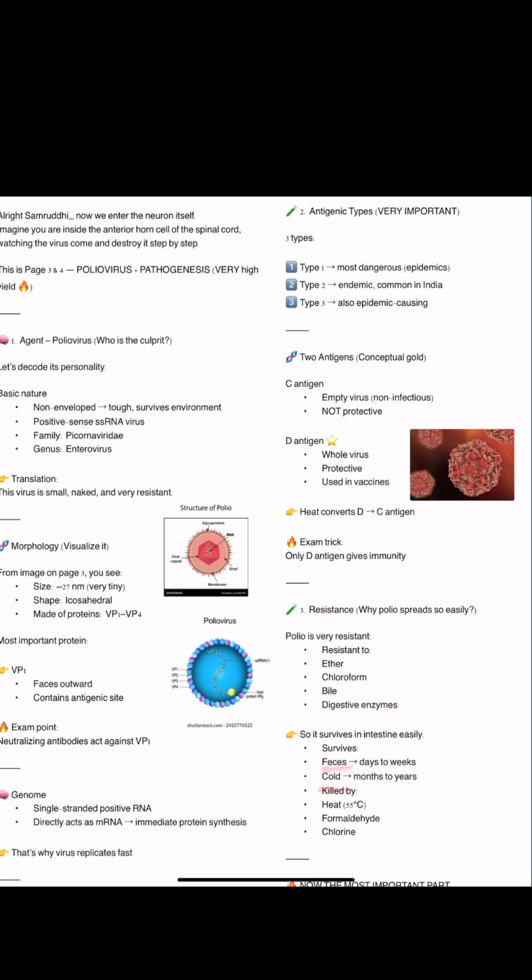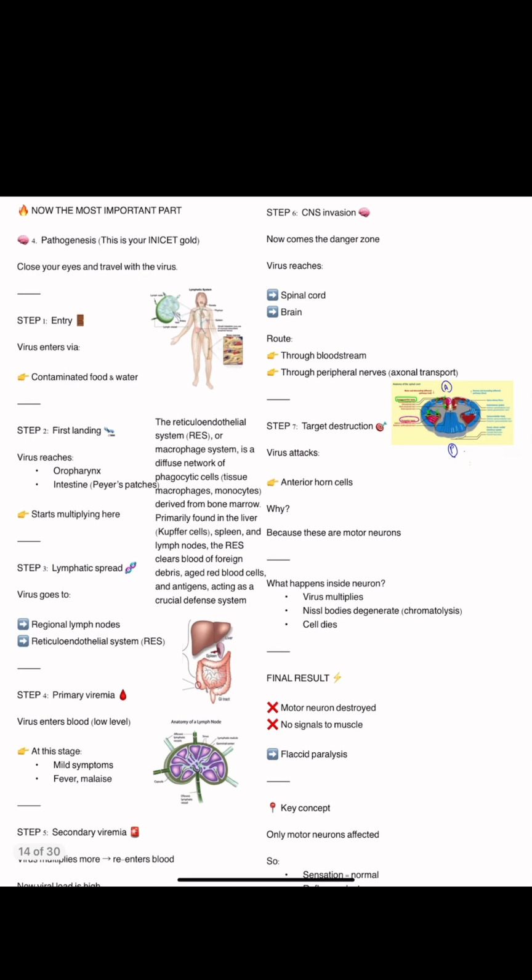It survives feces and cold, and is killed by heat at 55 degrees Celsius, formaldehyde and chlorine. Most important is the pathogenesis: entry via contaminated food and water. First landing, it reaches the oropharynx, then the intestinal Peyer's patches. When it reaches the oropharynx, it causes sore throat. It starts multiplying in the gut and the oropharynx. Then it does the lymphatic spread.